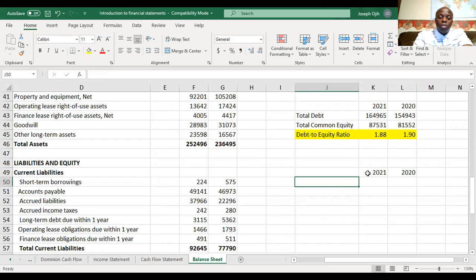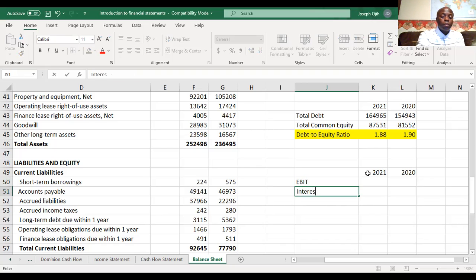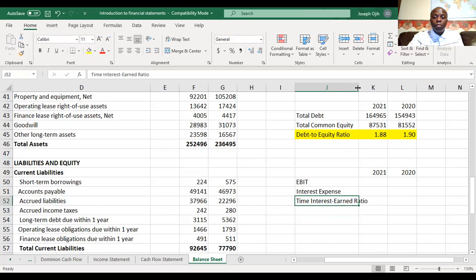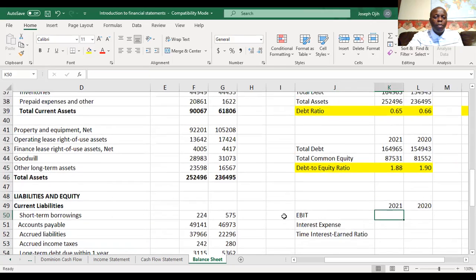So you have the times interest earned ratio. Oh, I have to put the information first: EBIT, earnings before interest and taxes, and interest expense. Now I can put the times interest earned ratio. And now let's do it, starting with the EBIT, earnings before interest and taxes.